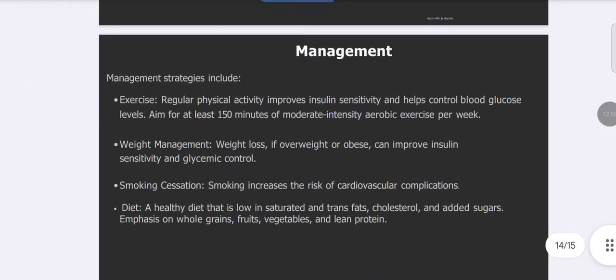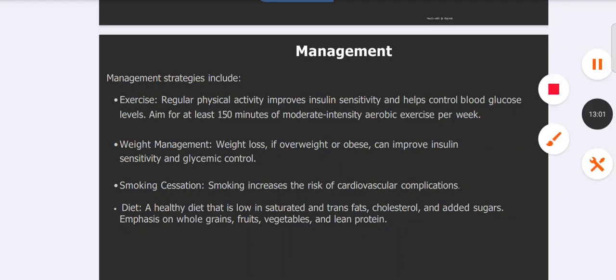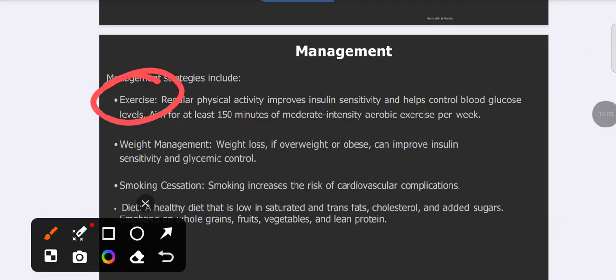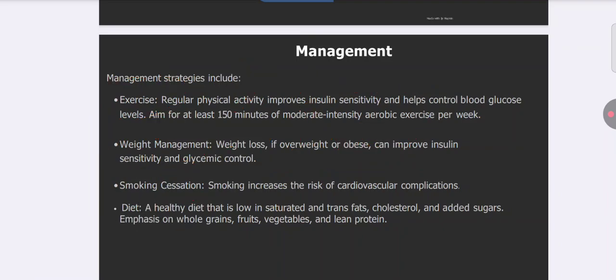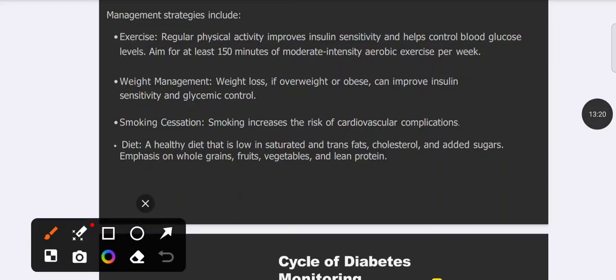Next, management. How can you manage diabetes mellitus along with medications? You should have regular exercise of at least 30 minutes daily. You should decrease your weight if you are obese, and if you smoke, you should not at all touch cigarettes. This is very dangerous for patients who are diabetic. Next, diet. You should have a healthy diet, decrease added sugar foods, cholesterol, and trans fatty acid foods. Try to have some whole grains, fruits, vegetables, and lean proteins.